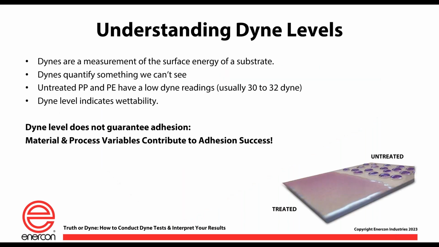So to understand a dyne level, really you have to look at the surface energy of the substrate. We're quantifying something that we can't see. Like I said earlier, right? You can't walk up to a piece of film and determine its dyne number. You have no idea. And of course, most films have a very, very low starting number, somewhere in the low 30s or maybe even slightly lower, depending on the film.